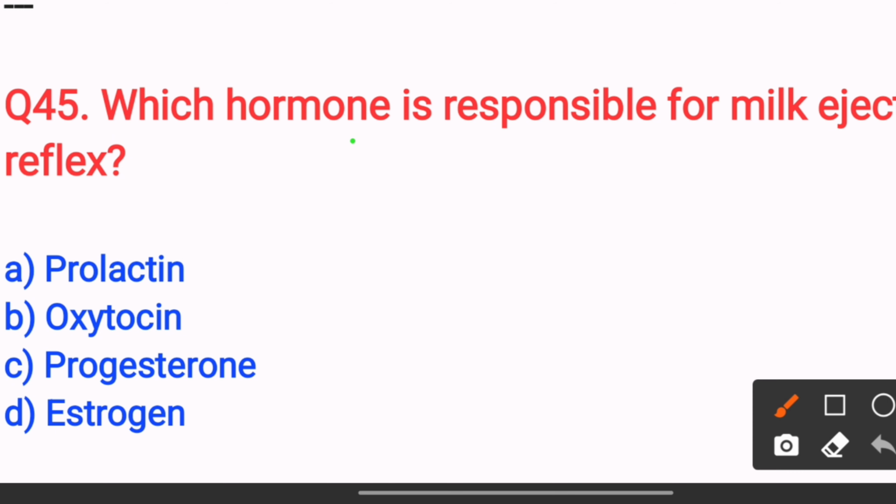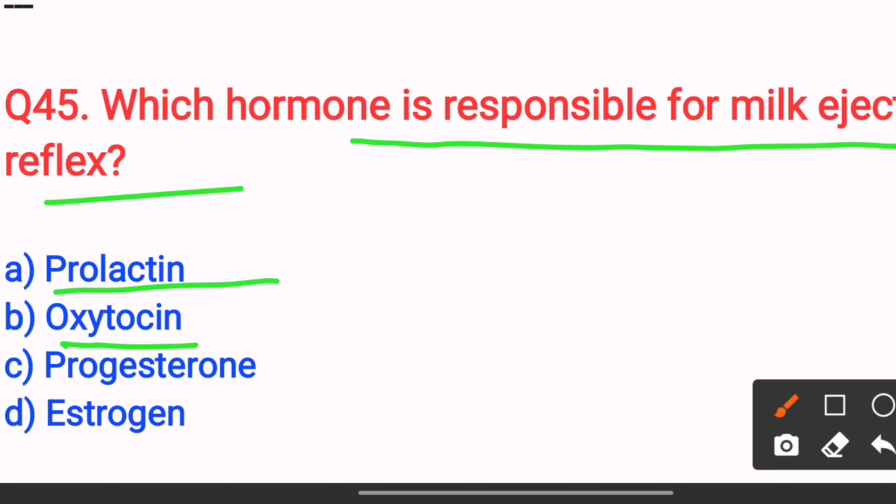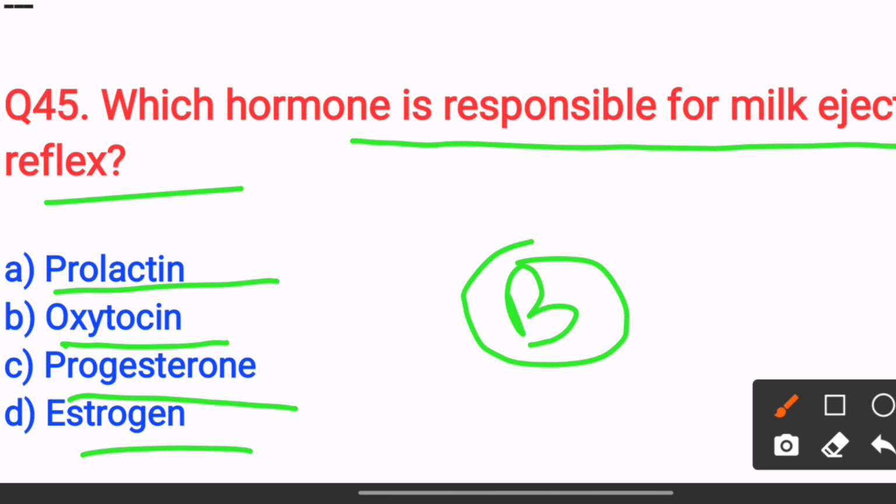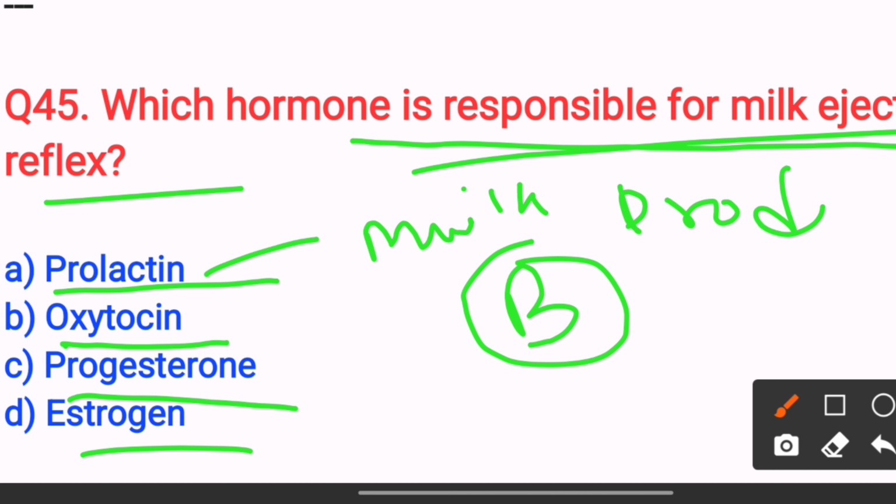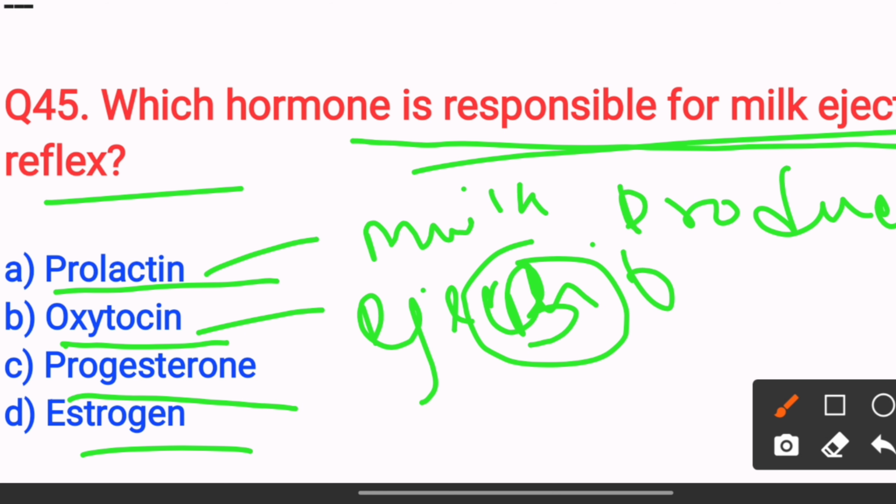Which hormone is responsible for the milk ejection reflex? Option A, prolactin. Option B, oxytocin. Option C, progesterone. Option D, estrogen. The answer is option B. Oxytocin is responsible for milk ejection, and prolactin is responsible for milk production. For milk ejection, oxytocin.